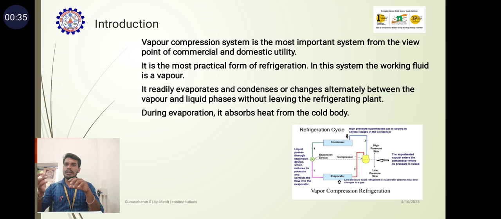The refrigerant absorbs heat in the evaporator, is compressed to a high pressure gas, releases heat into the condenser, and then expands and cools before repeating the cycle. This efficient system is commonly found in refrigerators, air conditioners and industrial cooling applications.